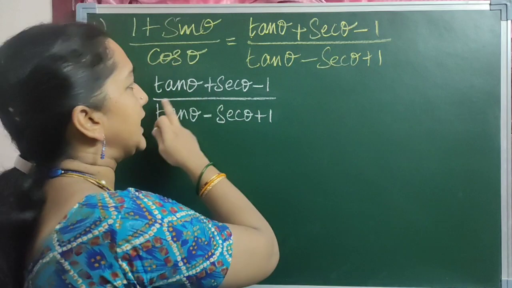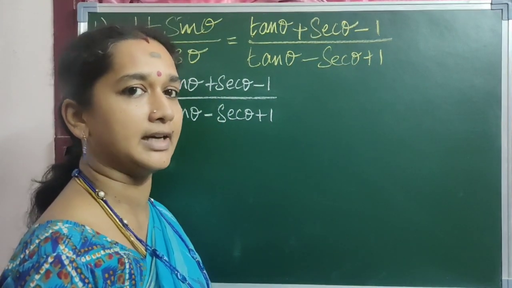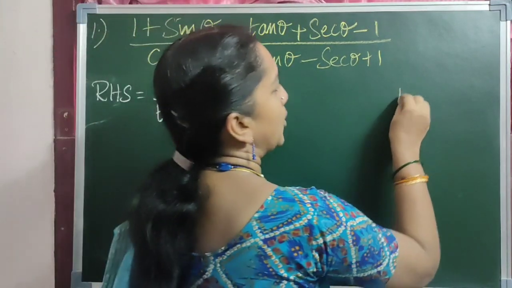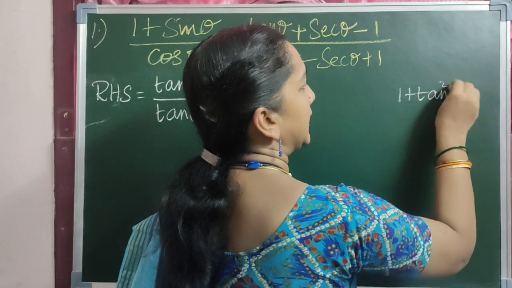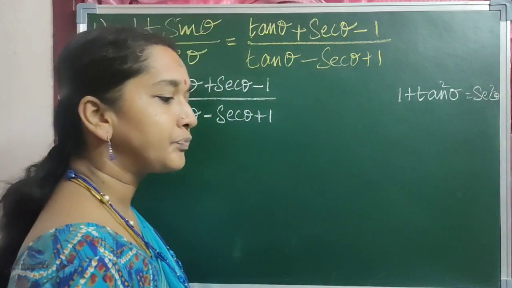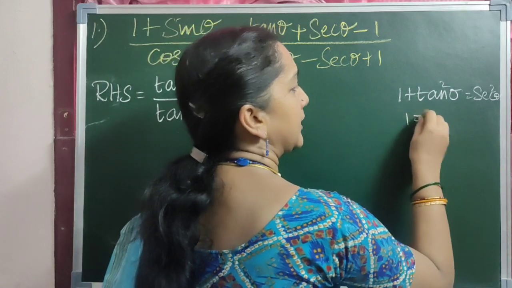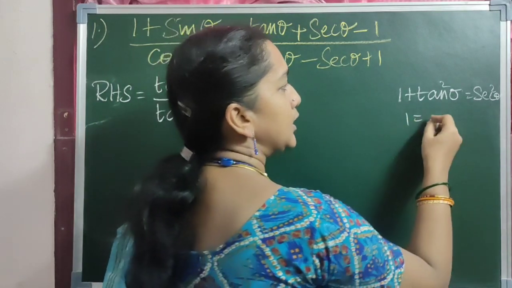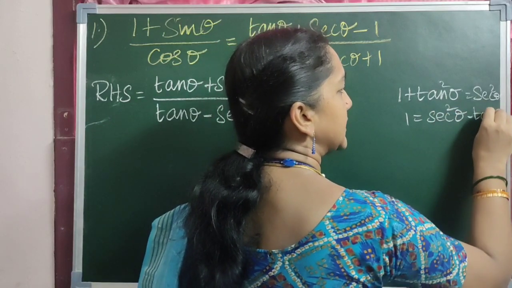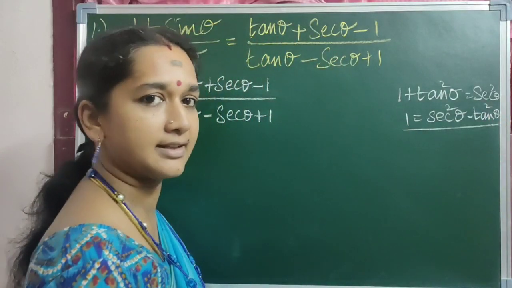We know that tan and secant are related by identities. 1 plus tan squared theta is equal to secant squared theta, we know. Here, I am rewriting this identity as 1 is equal to secant squared theta minus tan squared theta. So here you have 1.